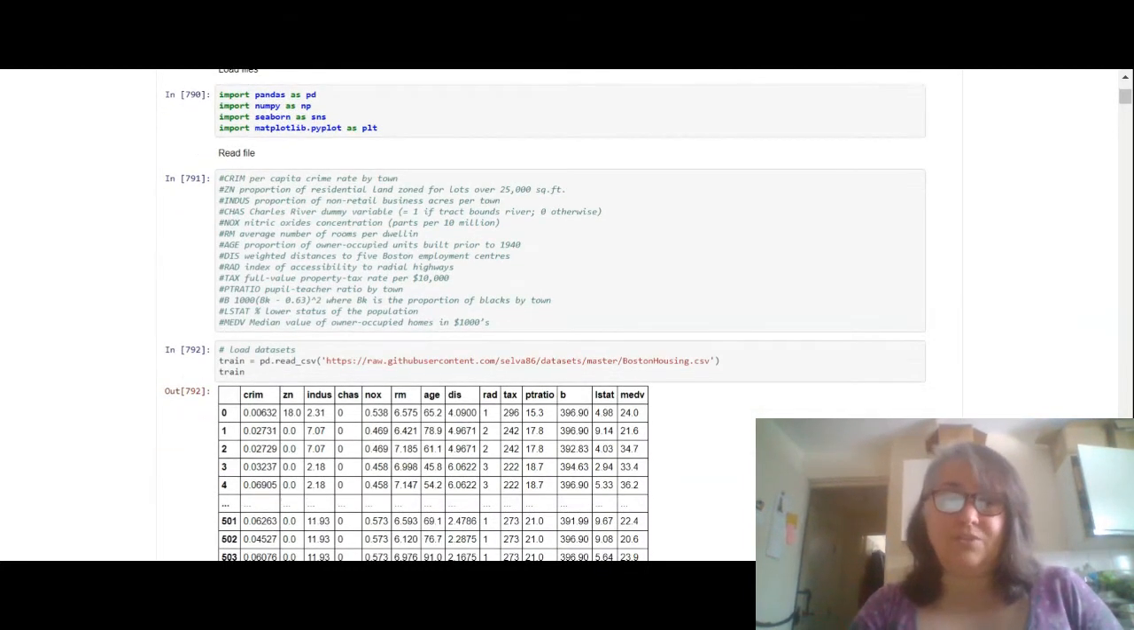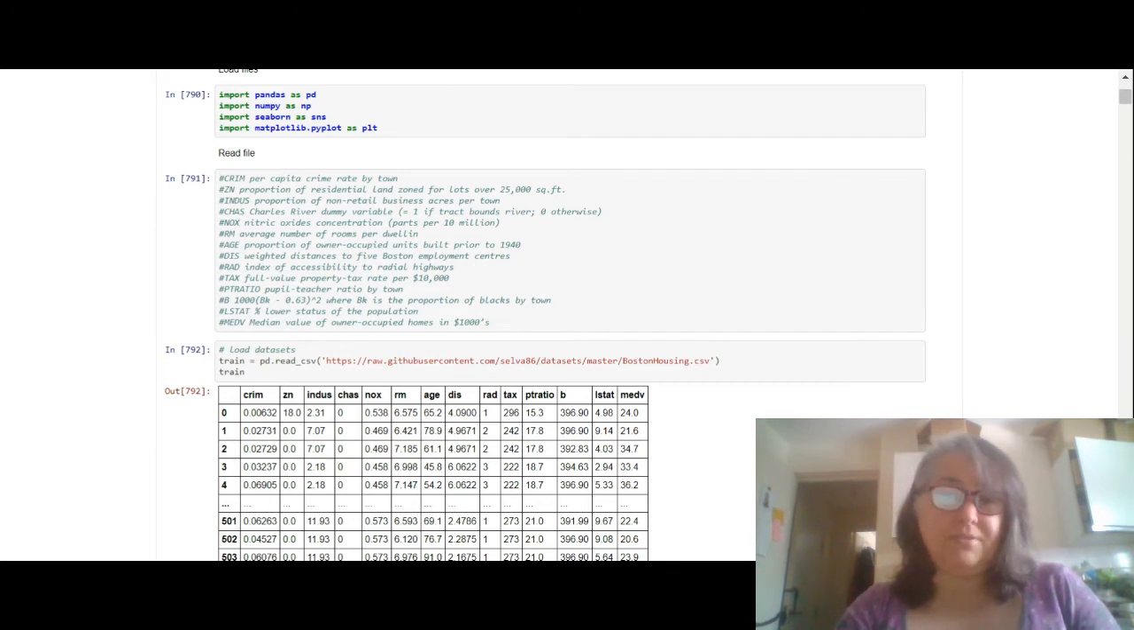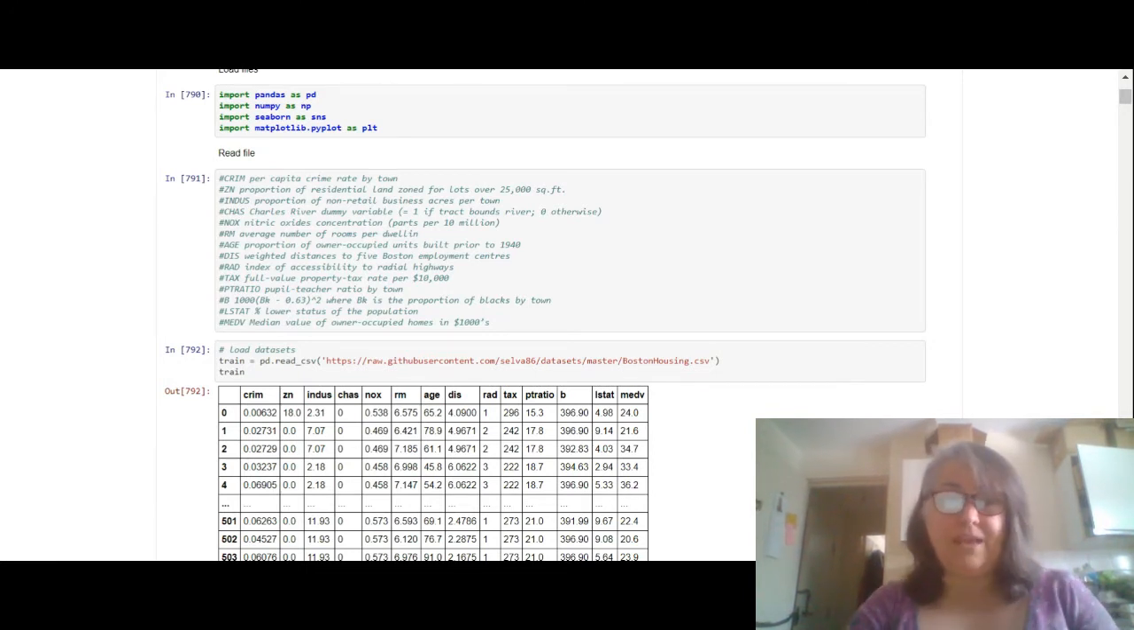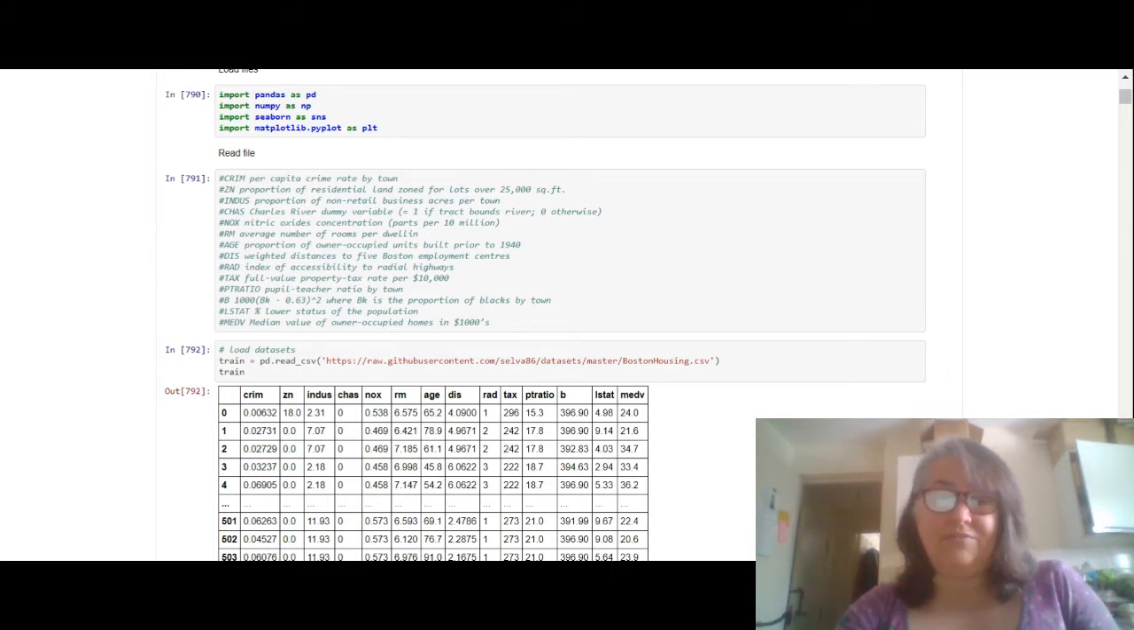And now what we're going to do is read the file, but before that, I gave you some information about all of the columns. One thing that I would like to bring to your attention is this column over here that says B. It says that's like the proportion of blacks in town. Now this data set was written 40 years ago, or more. And because of that, at that time, they didn't feel the need for diversity the way they do now.